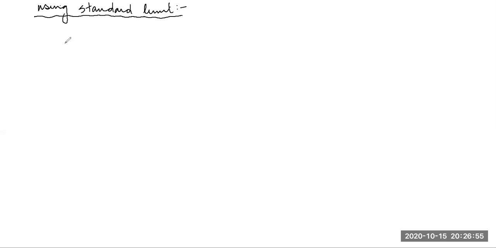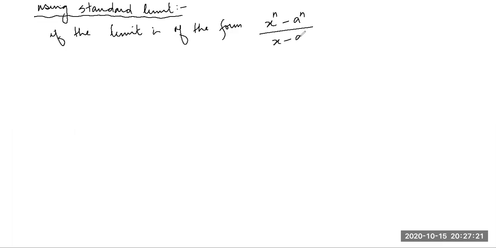So guys, now if the limit we want to find out is of the form, you write down, I really ask you to write down. When I ask, do it. What am I writing? x raised to power n minus a raised to power n upon x minus a. What is this form? x raised to power n minus a raised to power n divided by x minus a. Then we can find the limit by using an appropriate theorem, and these theorems we will derive also.